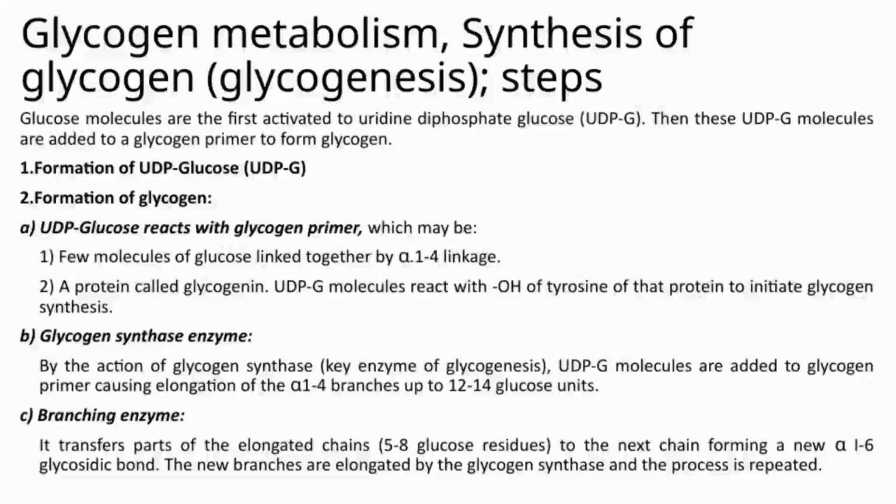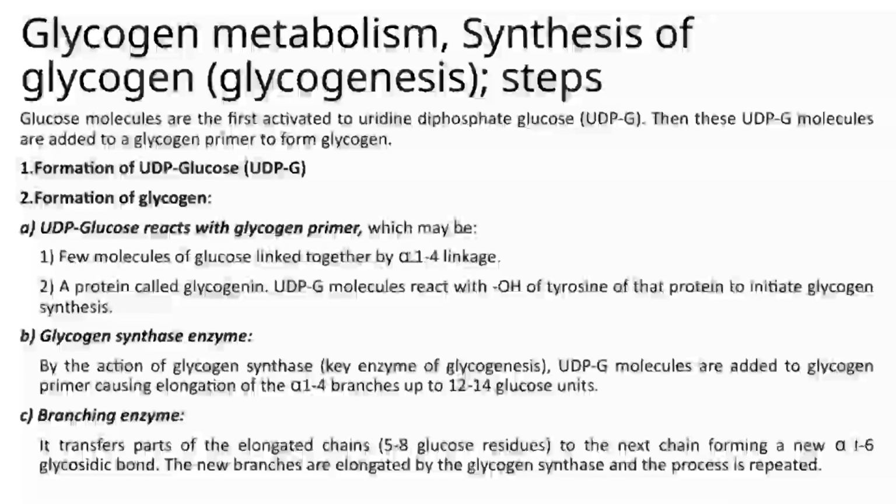But glycogen isn't just a straight chain, it has branches. That's where the branching enzyme comes in. It transfers segments of the elongated chain, usually 5 to 8 glucose residues, to a different part of the molecule, creating a new alpha-1,6 linkage. This branching not only makes the glycogen molecule more compact, but also increases its solubility and makes it easier to rapidly add or remove glucose units when needed.